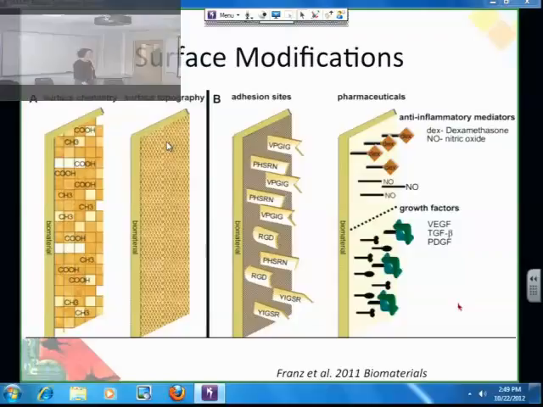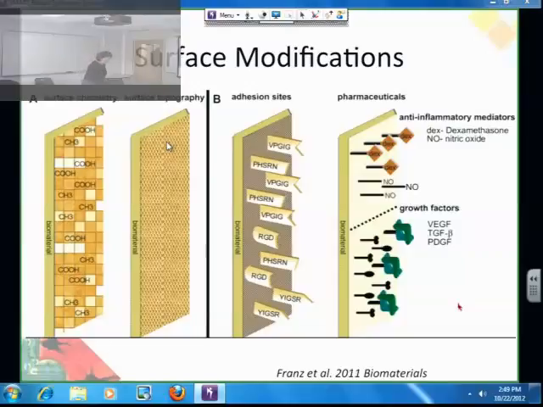And the same thing with anti-inflammatory mediators. An anti-inflammatory mediator might reduce the thickness of the fibrous capsule if you pick the right one, and also some growth factors. But this is all still in the research phase, and we can't really draw too many conclusions about it yet. The pharmaceuticals we'll talk more about next term when we talk about drug delivery and the foreign body response.